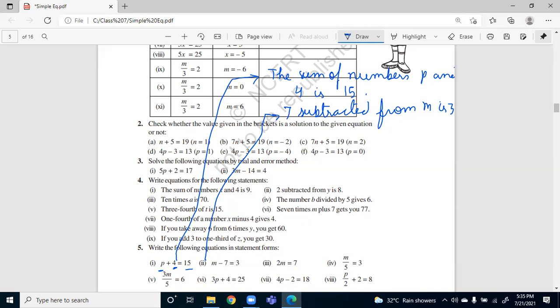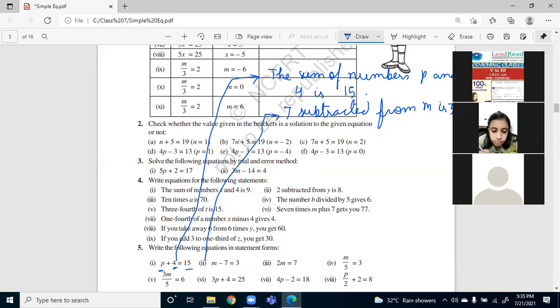Ma'am, can I tell the third one? Garima, are you able to follow first and second? Yes, ma'am. Okay. So third part. Yes, Samraj, tell. Ma'am, it is 2 times M is 7. Very good. 2 times M is 7. You are correct.